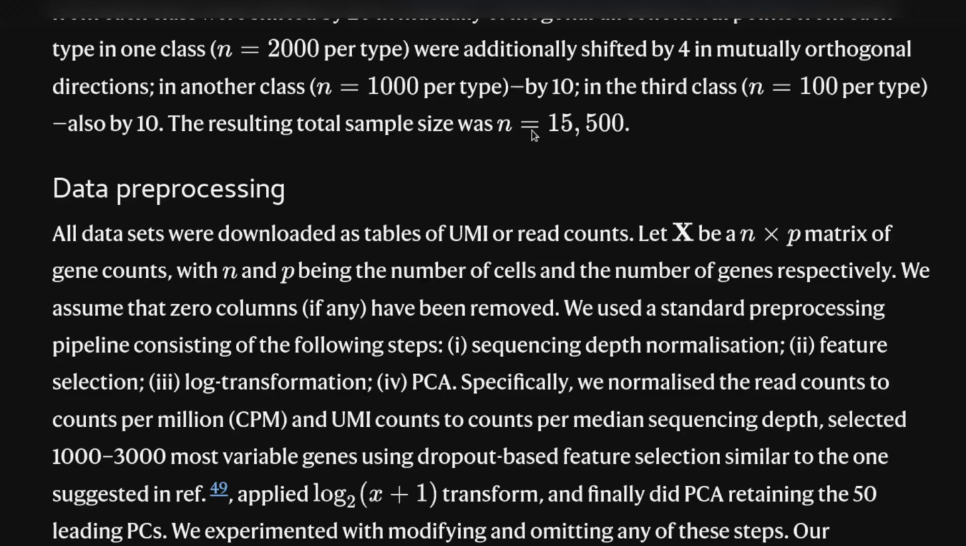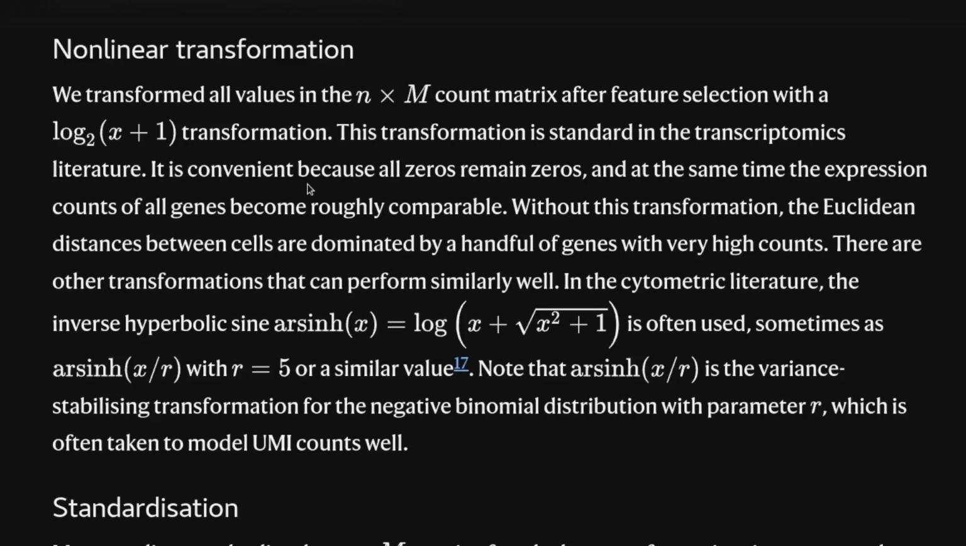Nonlinear transformation. We transformed all values in the count matrix after feature selection with a transformation. This transformation is standard in the transcriptomics literature. It is convenient because all zeros remain zeros, and at the same time the expression counts of all genes become roughly comparable. Without this transformation, the Euclidean distances between cells are dominated by a handful of genes with very high counts. There are other transformations that can perform similarly well.